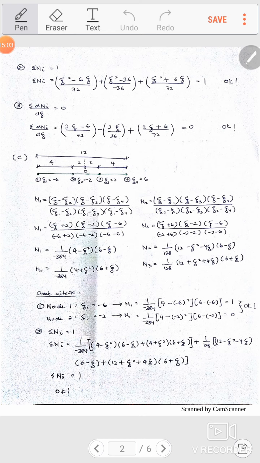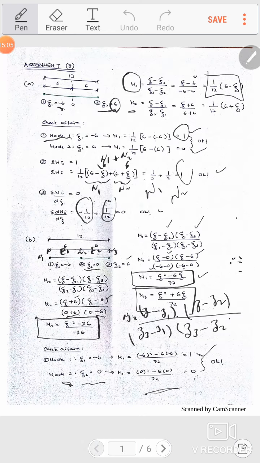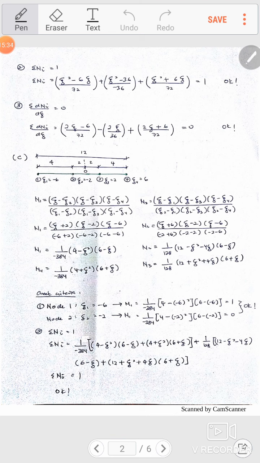I didn't do it for the other nodes, okay, no problem. Sorry, actually I have a mistake. So just substitute the value for the node number 1, here minus 6, just substitute in the node number 1, and for zeta 2, 0, just substitute in the node number 1, and so on.